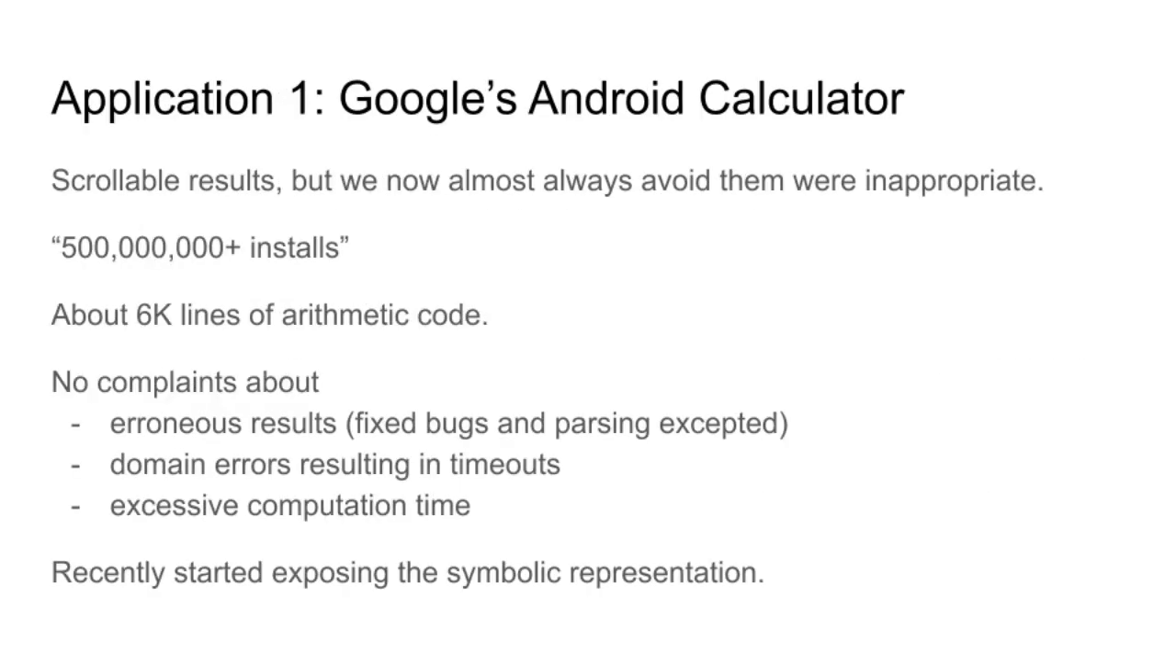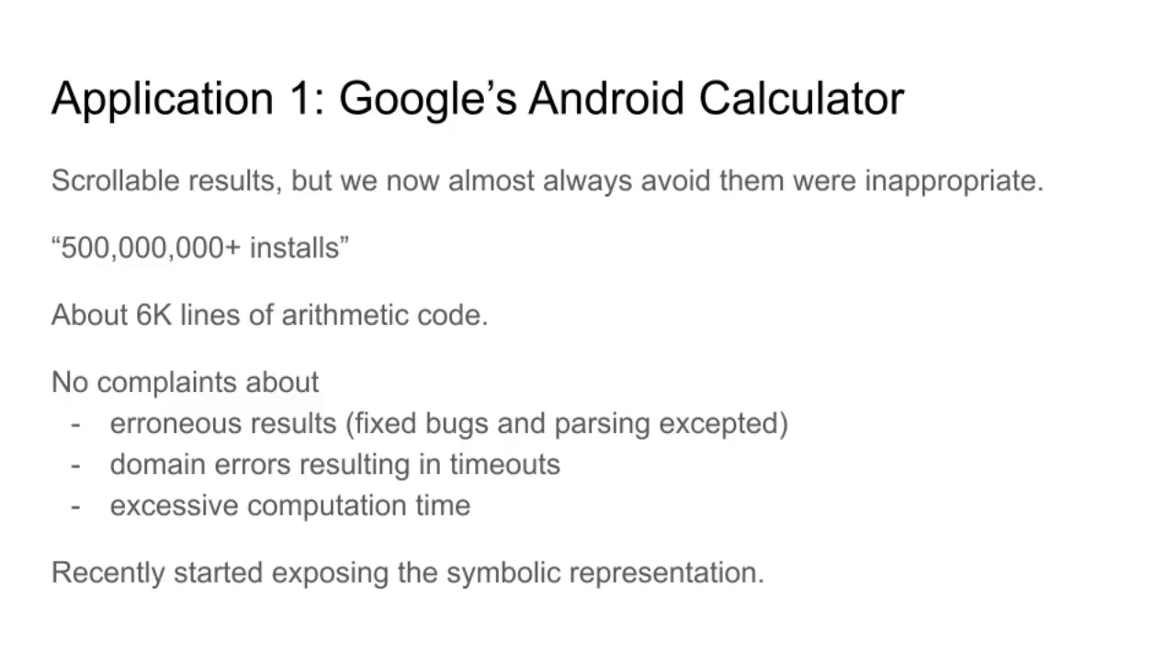For our first application, Google's Android calculator, our qualitative results have been quite positive. The calculator provides scrollable results so you can get arbitrary precision. It, in our experience, very rarely provides that inappropriately for results that can be finitely represented. The calculator has now been installed on about 500 million devices according to Google Play.